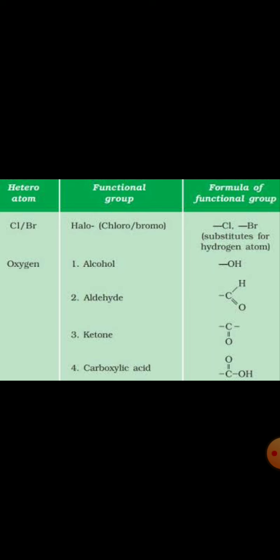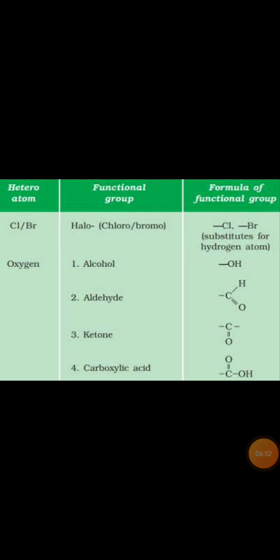functional group. Then we have ketone, C double bond O. Here with C, on the left-hand side and right-hand side, we can see single bond signs, which means this functional group will be added to the compound. And the last we have carboxylic acid, C double bond O, OH. That is the formula of the functional group. So wherever we see C double bond O, OH, that is carboxylic acid.